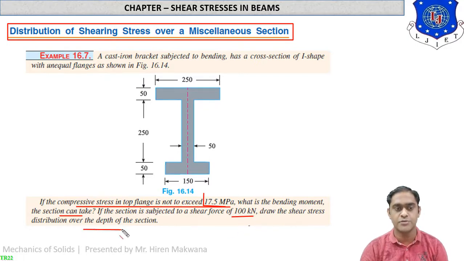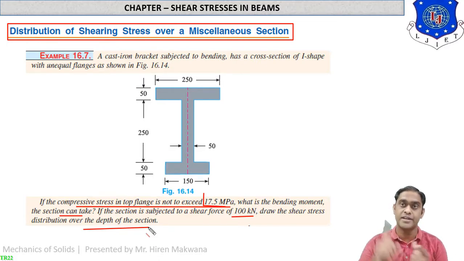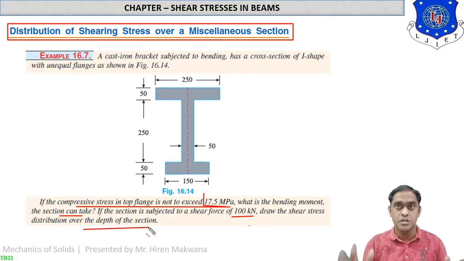Draw the shear stress distribution diagram over the depth of the section, means at each and every point we have to find the shear stress. This is the I section, which is very lengthy as compared to the T section. We have to find the center of gravity, the moment of inertia, the moment of resistance, we have to draw the shear stress distribution diagram, we have to find again and again A, Y bar and B, and then after we have to calculate different shear stresses.